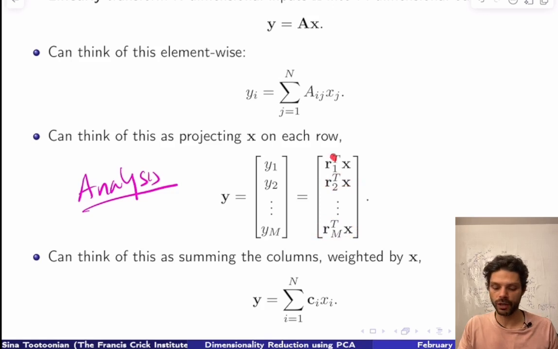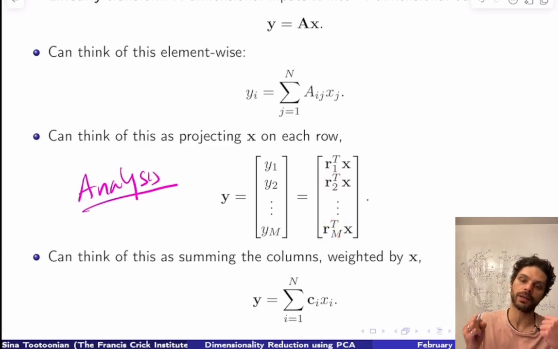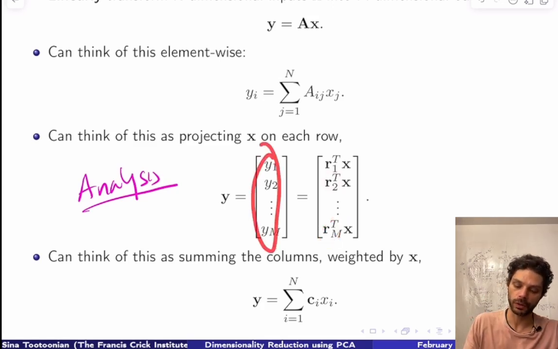You can imagine these rows, for example, being the standard basis vectors. So it says, okay, this one is going to grab the first part of x. This one is going to grab the second element of x. This one is going to grab the mth element of x. So we're extracting parts of x and storing the result.